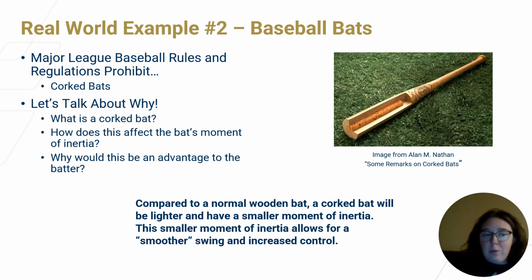So would this be an advantage to the batter? Well, compared to a normal wooden bat, a corked bat will be lighter and have a smaller moment of inertia. And this lighter, smaller moment of inertia bat allows for a quote-unquote smoother swing and increased control. As the batter brings the bat around to hit the pitch, it allows for a much smoother swing. It does not have as much resistance to that rotation as a normal bat would.